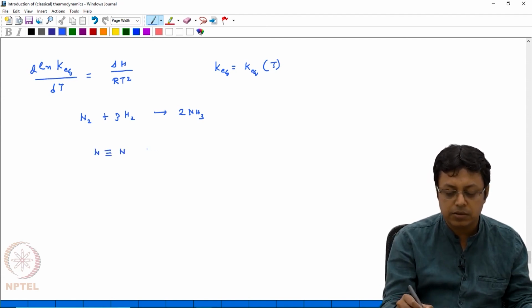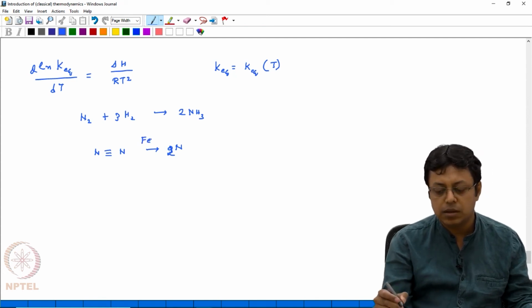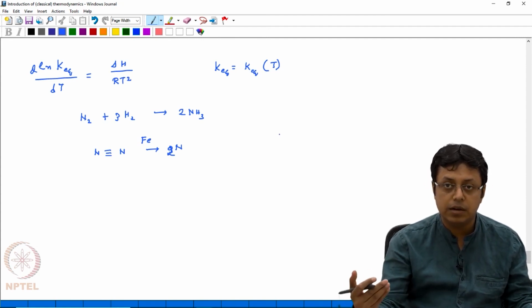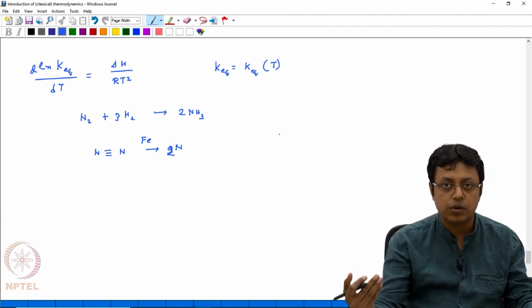this nitrogen-nitrogen triple bond to get basically the radical form of nitrogen, which is adsorbed of course on a metal surface. Usually an iron catalyst is used, but this triple bond breaking actually needs a lot of energy for activation. So to overcome that energy barrier, you need some initial temperature, otherwise the reaction will not occur, and that's why we talk about the optimal temperature.